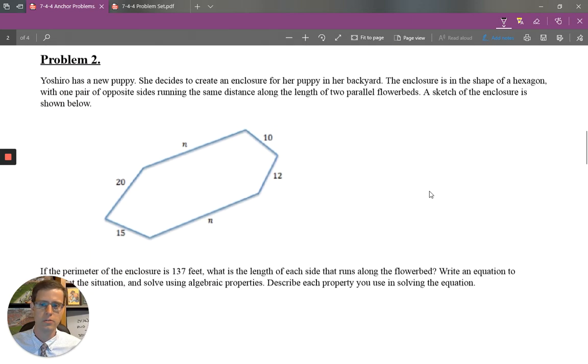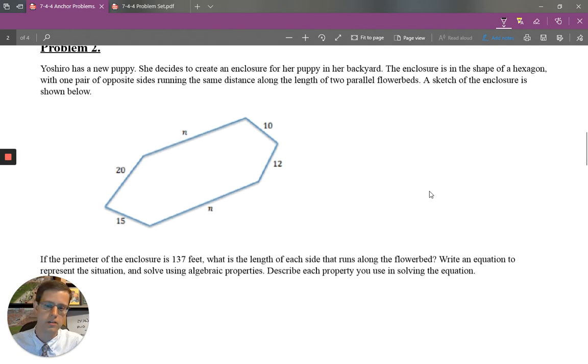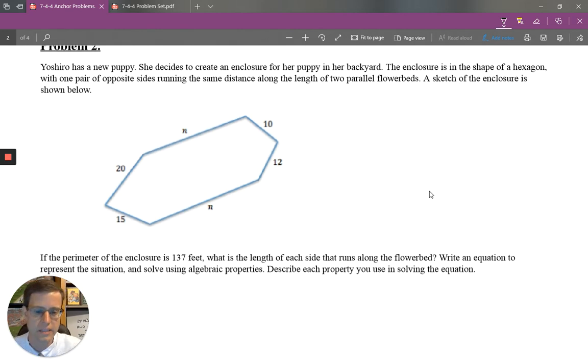Moving on to question 2, we've got a new puppy. It's going to be enclosed in her backyard. The enclosure is in the shape of a hexagon, with one pair of opposite sides running the same distance along the length of 2 parallel flower beds. A sketch of the enclosure is shown below. If the perimeter is 137 feet, what is the length of each side that runs along the flower bed? Write an equation to represent the situation and solve using algebraic properties. Describe each property you use in solving the equation.